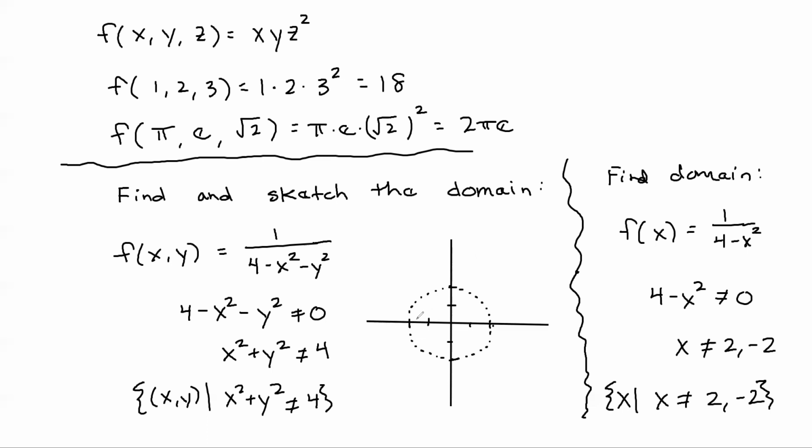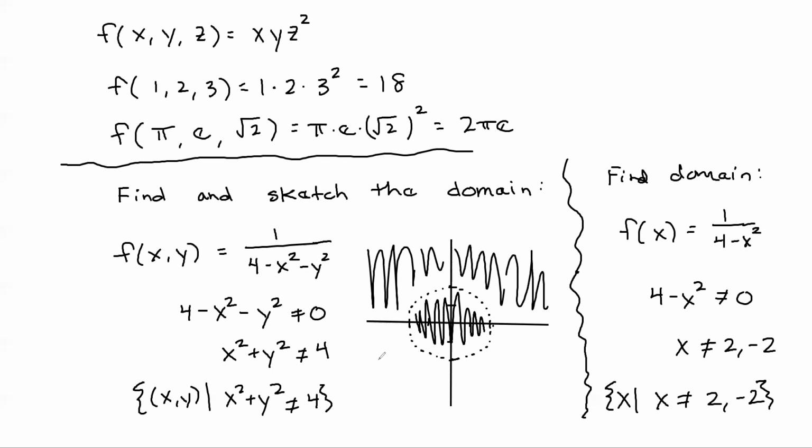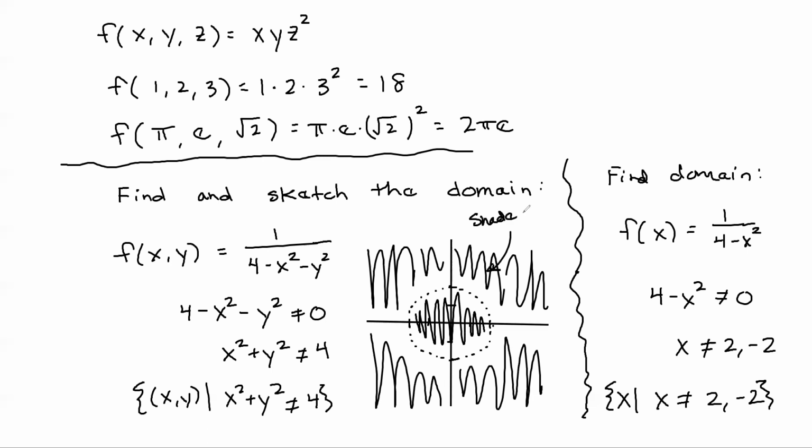So you can just kind of shade. Yep. That's where it's true. Here it's true. Here it's in the domain. This is in the domain. The dashed line is where it's not in the domain, right? So the shaded represents being in the domain. And the dashed line is not.